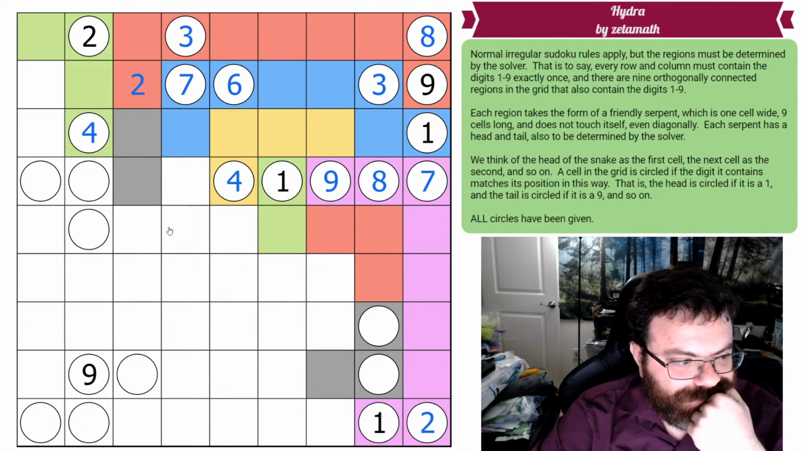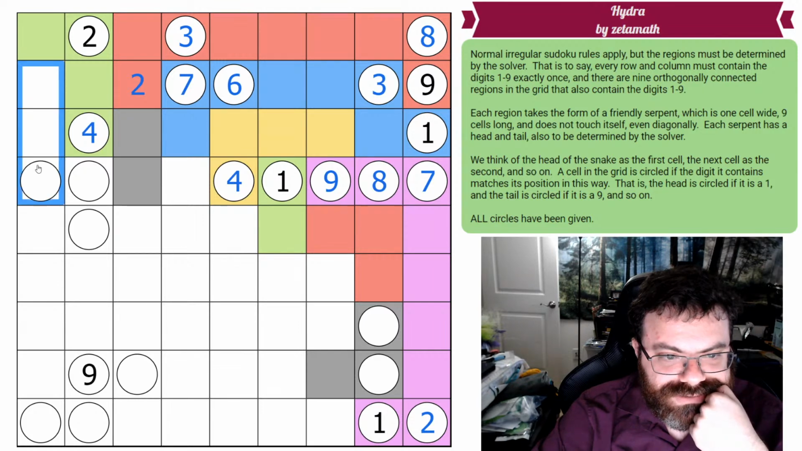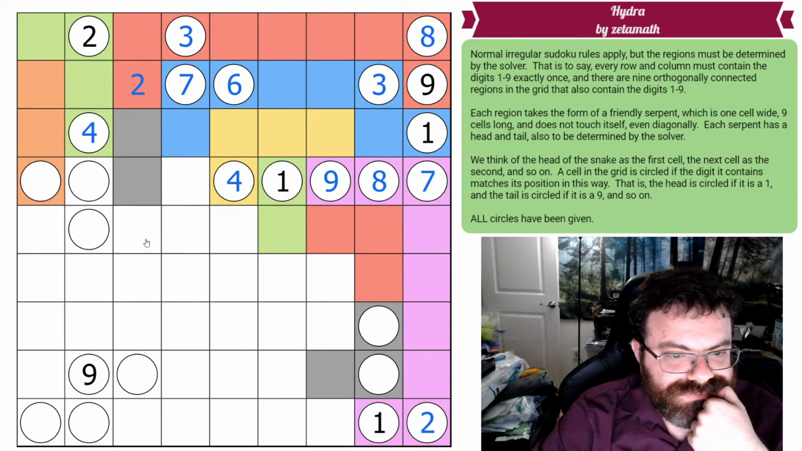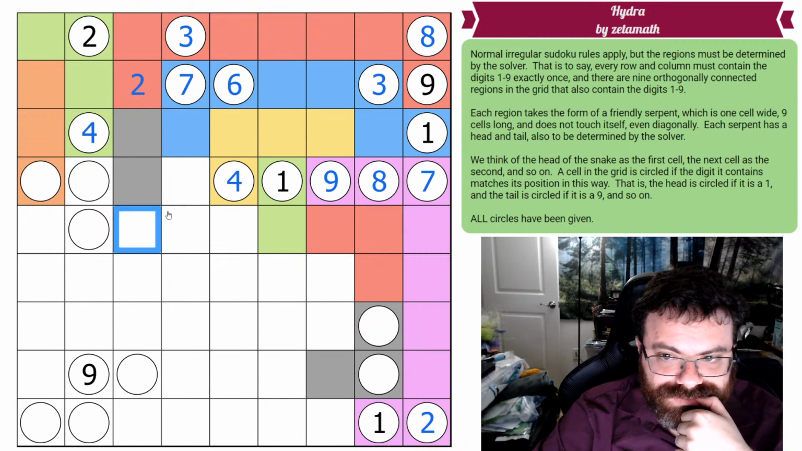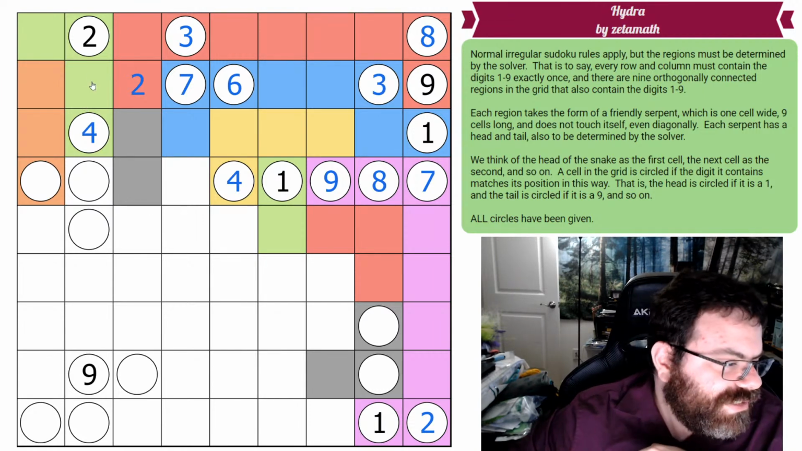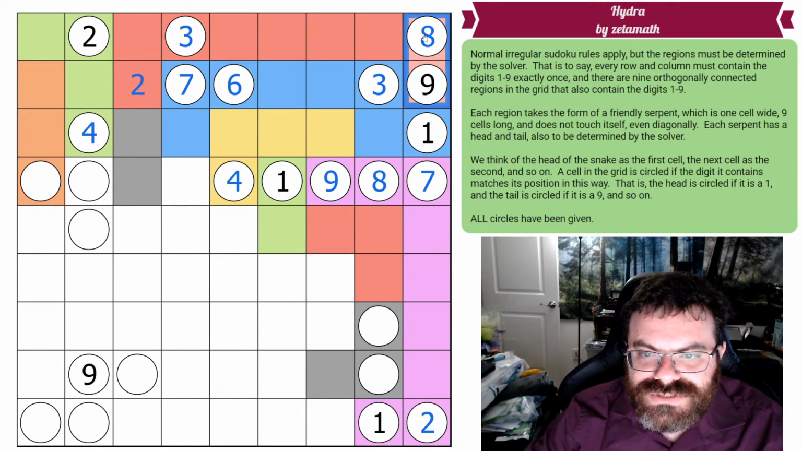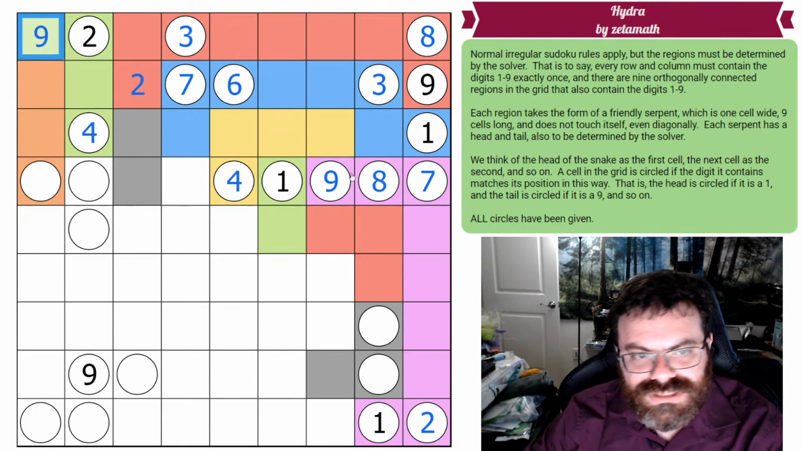Okay. So there's another snake here. Is it okay to use orange here, since the green separates it? I can place 9 in row 1. How's that? Oh, there's a 9 already in red. Okay. That's a 9.